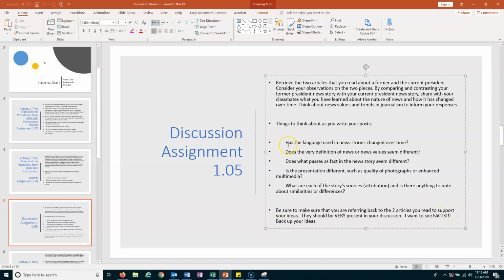While we're asking whether the language used in the news stories has changed over time, you're going to say yes, but then tell why. Does the definition of news value seem different? Yes or no? Why? Just remember there's always that why in there as well. I'm going to pause for just one second.